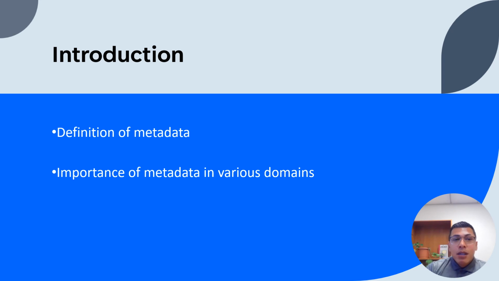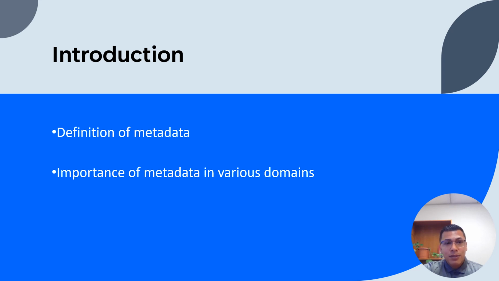But before we dive into the specifics of metadata in library science, let's start with a brief introduction to metadata itself. Metadata can be defined as data about data. It is the information that describes, identifies, and contextualizes various types of resources such as documents, images, videos, or datasets. Metadata is crucial for organizing, managing, and retrieving information, especially in the digital age.